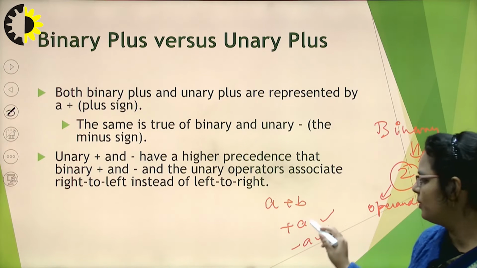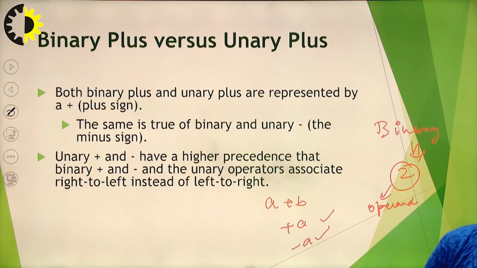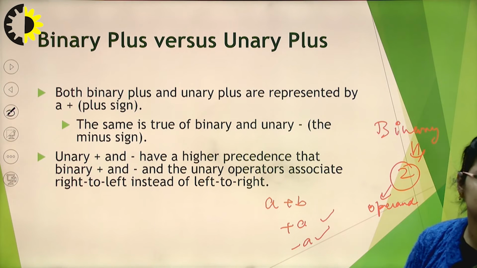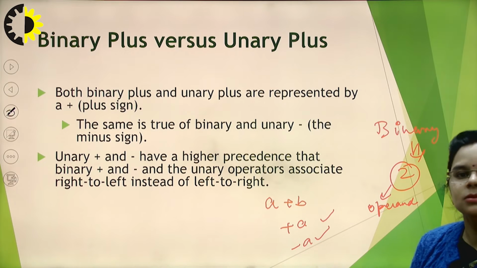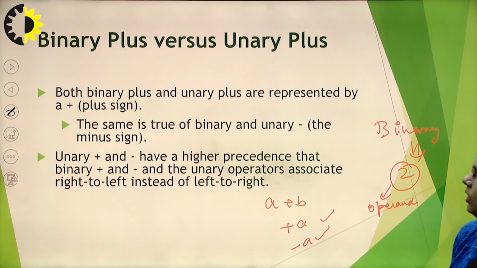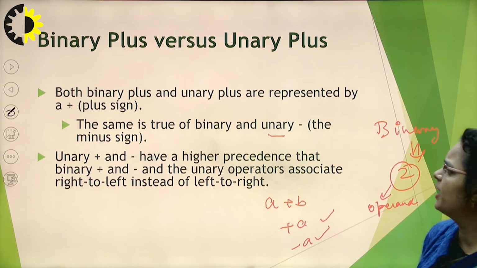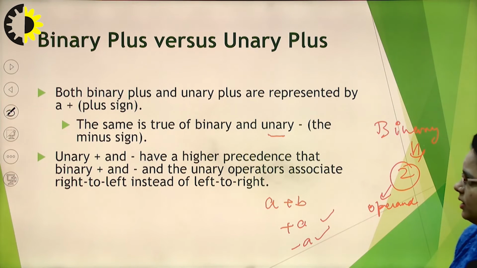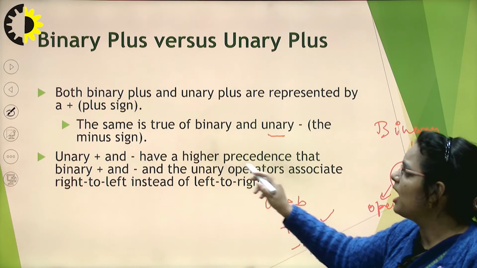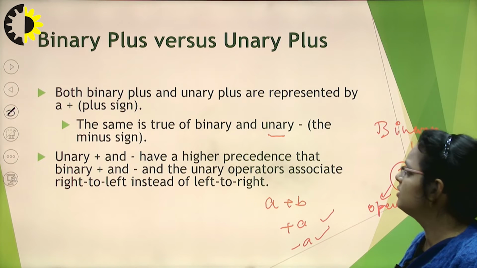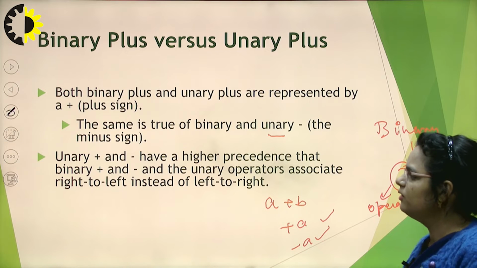So basically the operator is applied on 1 variable or 1 operand when we are talking about unary. And when we are talking about binary, the operator is applied on 2 operands. The same is true of binary and unary minus sign and plus sign. So unary plus and minus have higher precedence than binary plus and minus, and the unary operators associate from right to left instead of left to right.